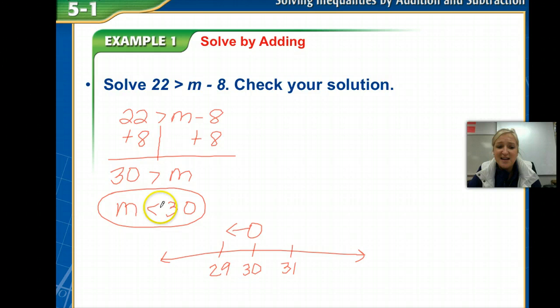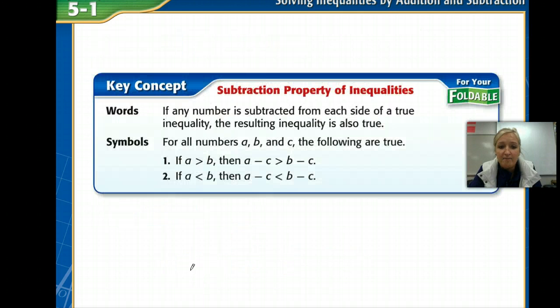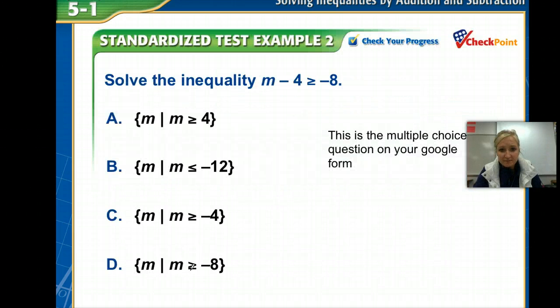Now, m represents any number less than 30. It doesn't include 30, so I'm just going to pick 10. Check my solution. Is 22 greater than 10 minus 8? And in this case, 22 is greater than 2. It is. My answer is checked. So I've showed you a way to check your solution, and I've showed you a way to graph. Now, same rules apply for subtraction properties of inequalities.